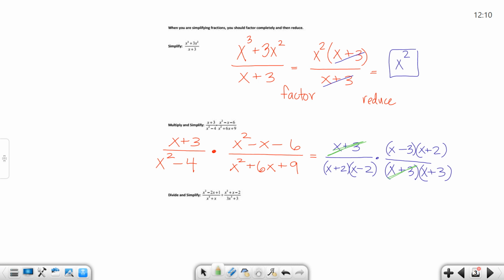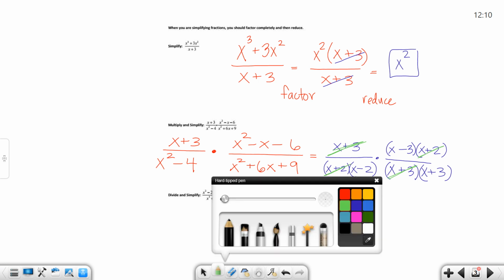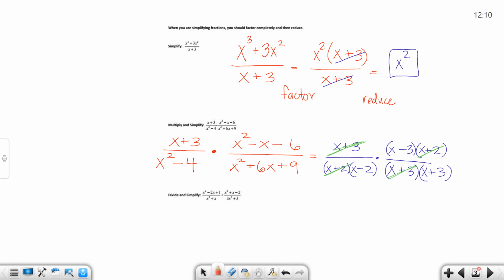The other factor that crosses out is you have an x plus 2 here and an x plus 2 here, and that looks like it. So your final answer for this one would be an x minus 3 in the top, and across the bottom you're going to have an x minus 2 and an x plus 3. That's your answer. Now you'll say, well, can I multiply that out across the bottom? You certainly could, but you can also leave it in its factored form.